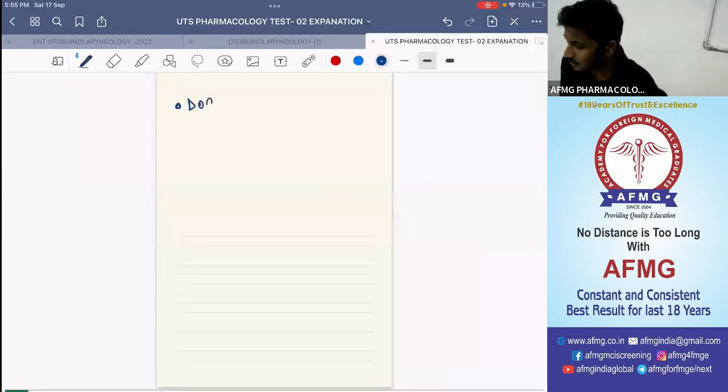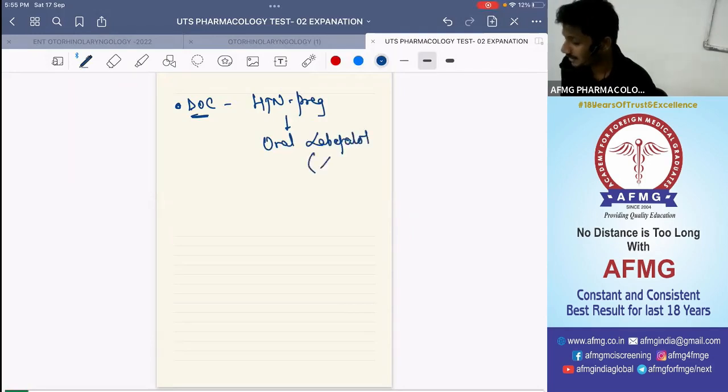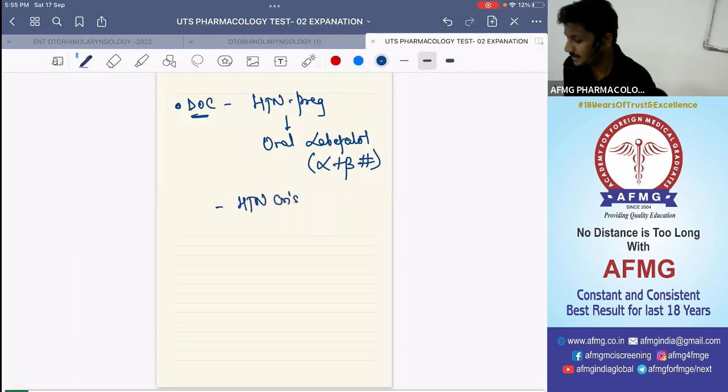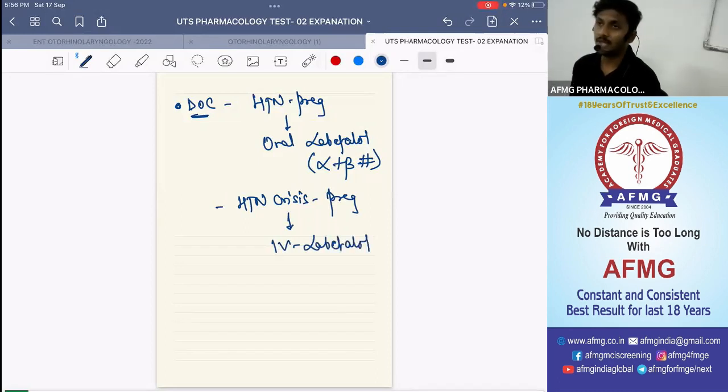Now if I talk about pregnancy, we have already discussed the drug of choice for hypertension in pregnancy. Very good. It is oral labetalol, which is an alpha plus beta blocker. Please remember this. If I ask you the drug of choice for hypertensive crisis in pregnancy, the answer will remain the same. It will only change to IV labetalol. If in your question it was asked what is the drug of choice for hypertension in pregnancy, but labetalol was not an option, then the other drug that can be used is alpha methyl dopa.